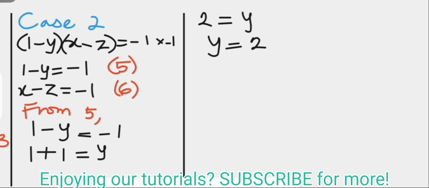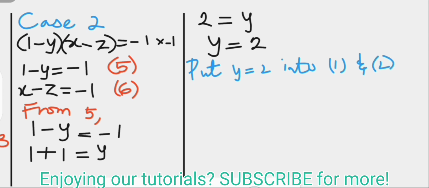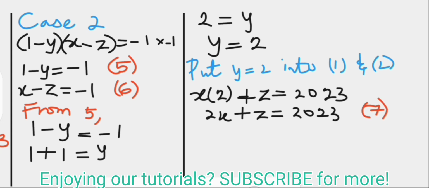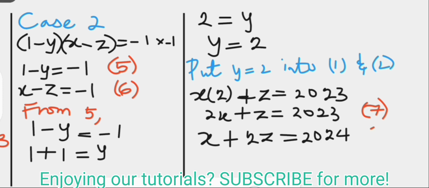And as at the other time, in case 1, we are going to substitute this value of y into the original equations, equation 1 and equation 2, in order to get the values of x and z under this case. Putting the value of y in equation 1, we are going to have x times 2 plus z equals 2023. And that gives us 2x plus z equals 2023 as equation 7. And in equation 2, we are going to have x plus 2z, that's 2 times z, equals 2024 as equation 8. We will then solve 7 and 8 simultaneously to get the values of x and z.